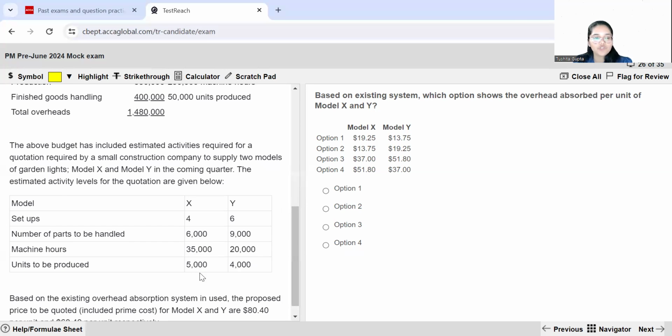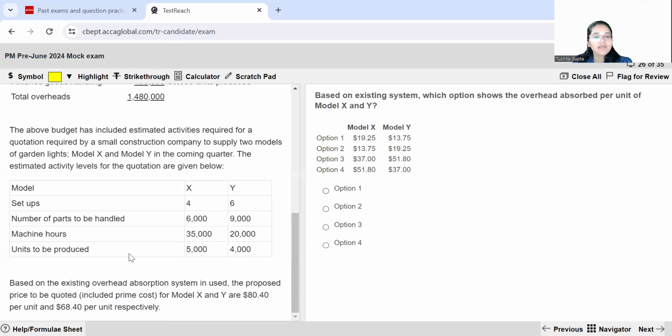These are the number of machine hours that they're going to be taking, setups, number of parts to be handled. Based on the existing overhead absorption system in use, the proposed price to be quoted, including the prime cost for model X and Y, is given to you as $80 and $68.4 per unit respectively. All right, so this was our case study. Now let us move to the very first requirement that is there with this question.